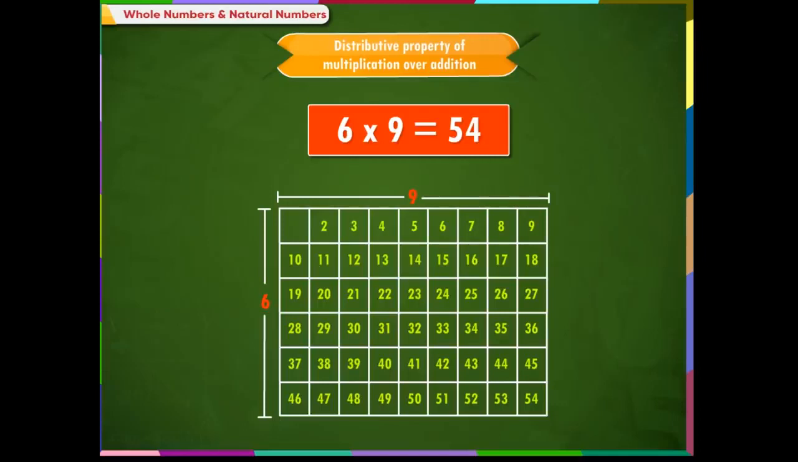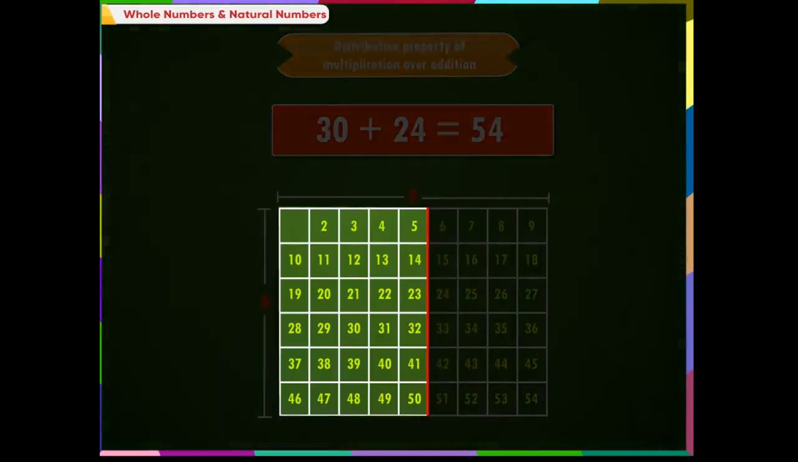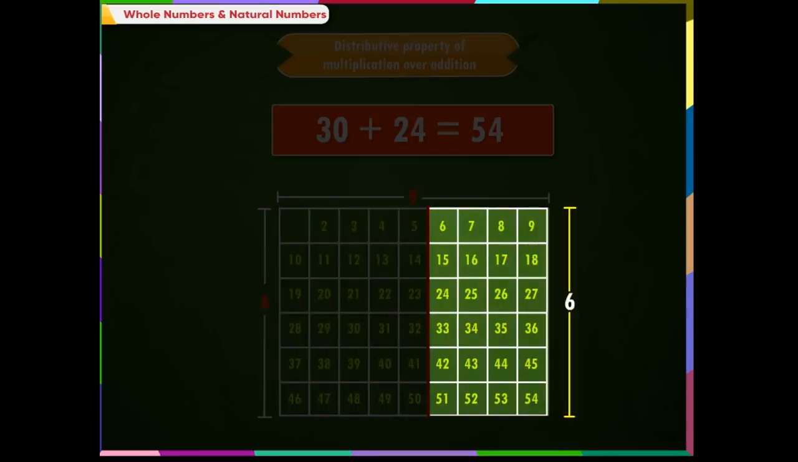Let us see how further we can simplify this multiplication. For this, we can write the statement 6 multiplied by 9 as 6 multiplied by 5 plus 4. That is, we break the second number, that is 9, into two parts, 5 and 4. We can show this in our grid by breaking the whole grid in two parts. The bigger rectangle still has 6 rows, but it has now 5 columns. Similarly, the smaller rectangle has 6 rows and 4 columns.